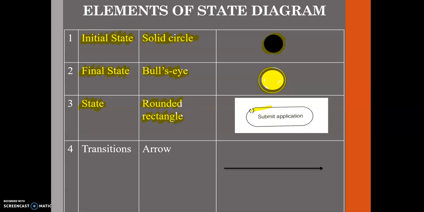So here we have a rounded rectangle, and inside it you can write the name of the state. Then the last element is the transition. Transition we show through the arrow. So it's a simple arrow line. It's a simple arrow, right? So these are the elements, and with these elements, first we will discuss a simple example.